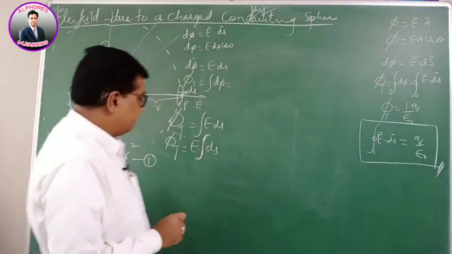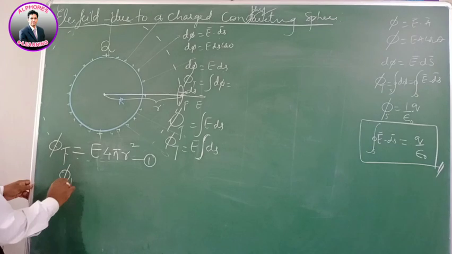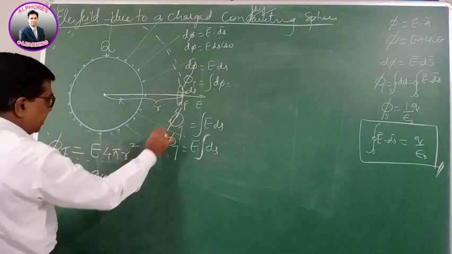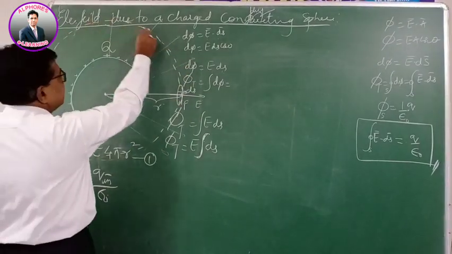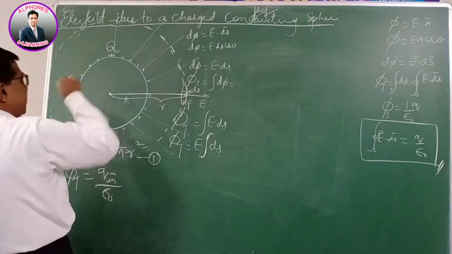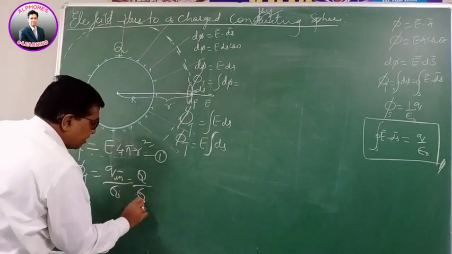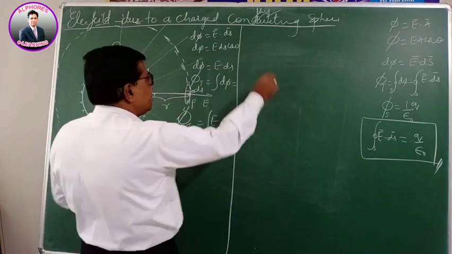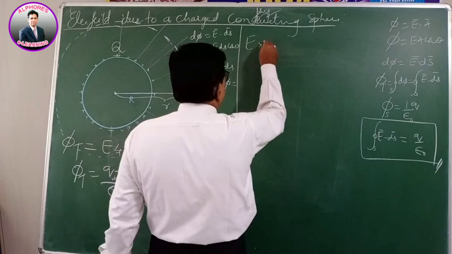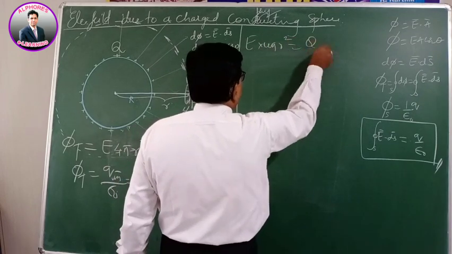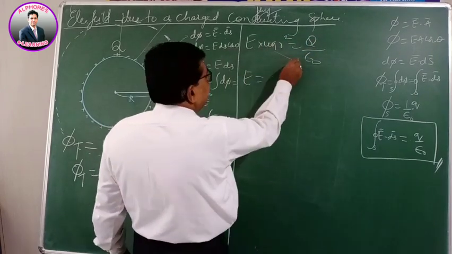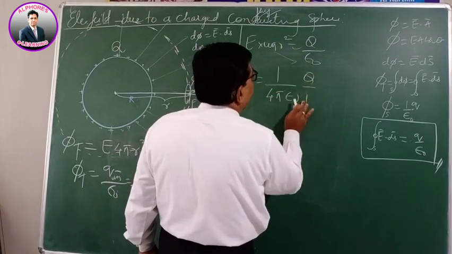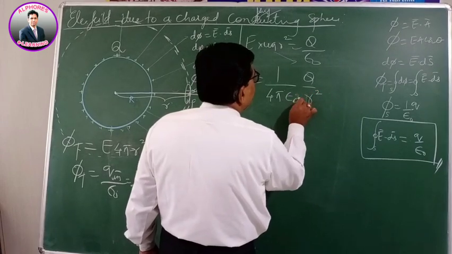Then applying Gauss law, we know according to Gauss law, the total flux is equal to charge enclosed inside by epsilon naught. This is the Gaussian surface we have imagined, and inside this Gaussian surface the charge is the charged sphere. It's nothing but Q by epsilon naught, that is 2. So equating 1 and 2, I get E into 4 pi r square is equal to capital Q by epsilon naught. So E is 1 by 4 pi epsilon naught Q by r square.